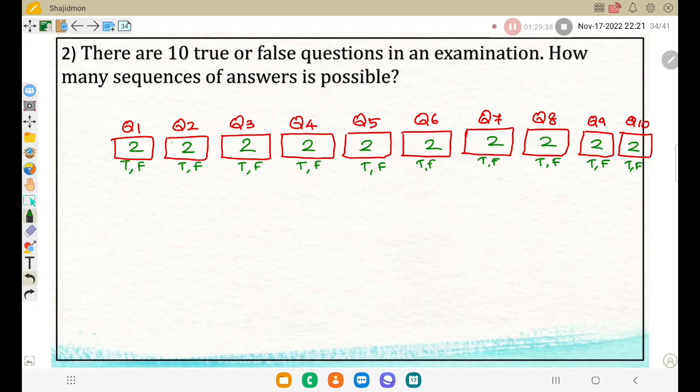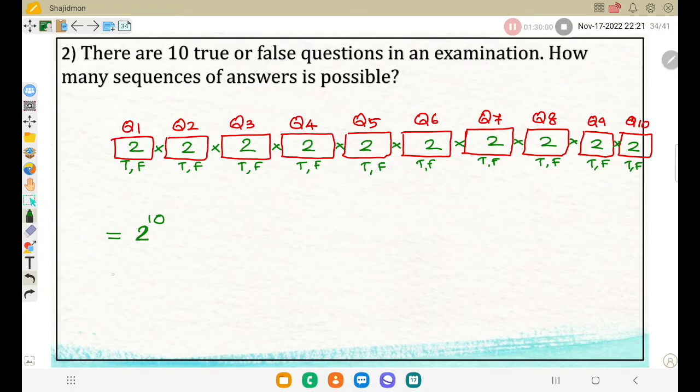So in total, how many sequences of answers are possible? 2 multiply 2 multiply 2 multiply, all the 2's. How many 2's are there? 10 2's, correct? So we can write 2 power 10, because 2 is coming 10 times.